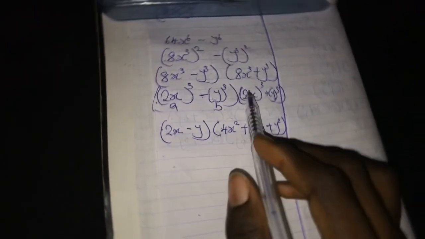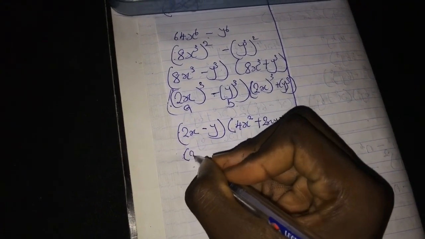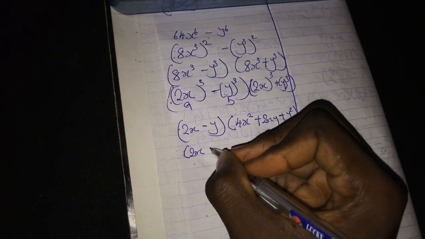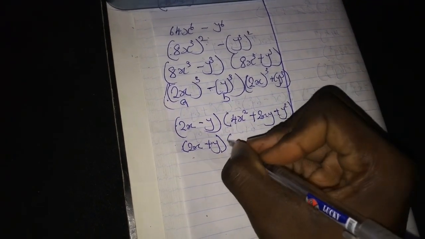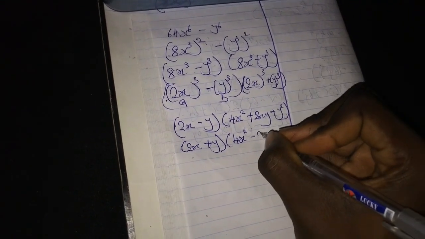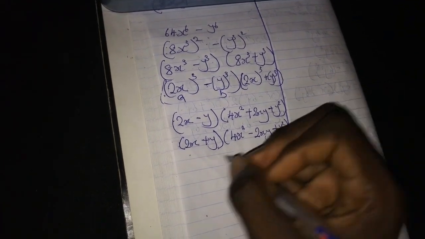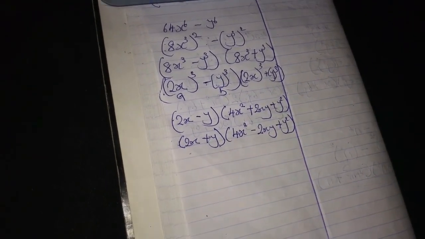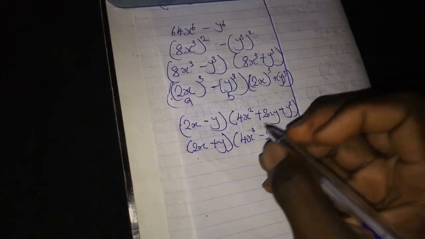Then move to the other part. This is the sum. First part. This is what? You are going to the second part. This is what? 2x plus y in bracket. Then we have 4x squared minus 2xy plus y squared. As for those that have questions, go back to the previous video on the sum and difference of 2 cube. You understand it.